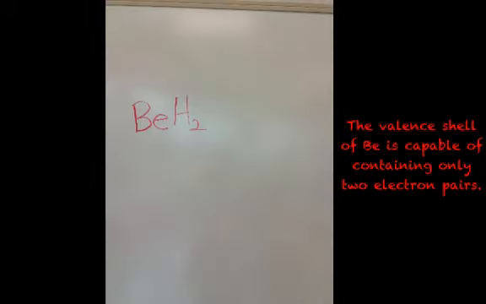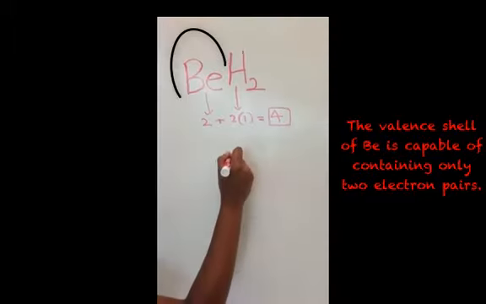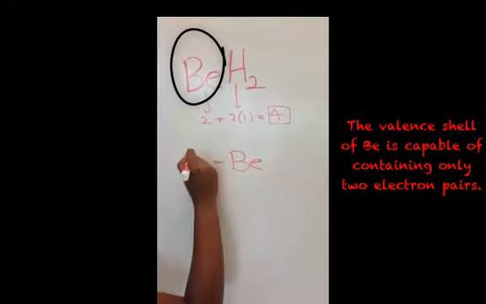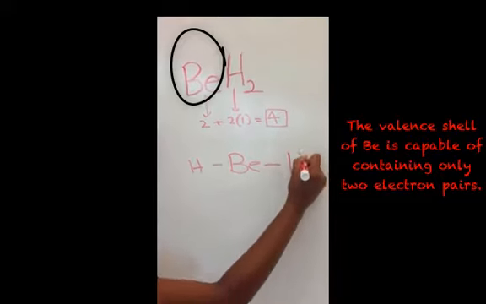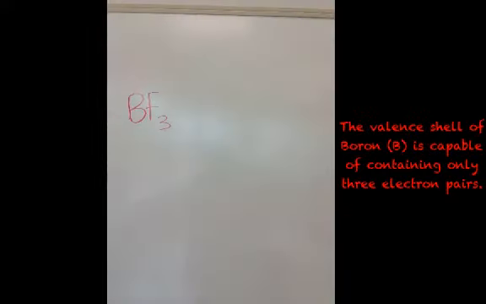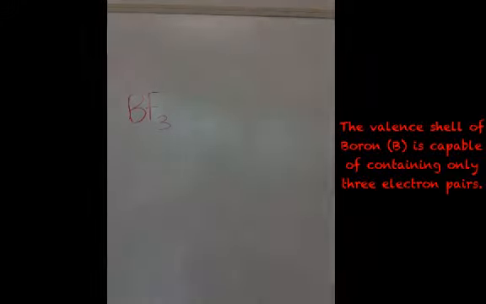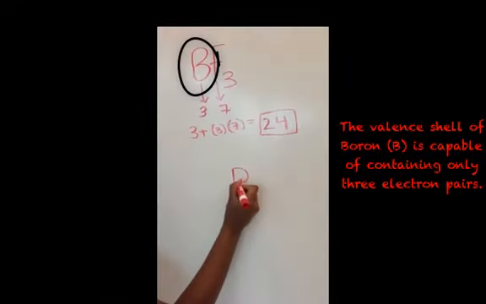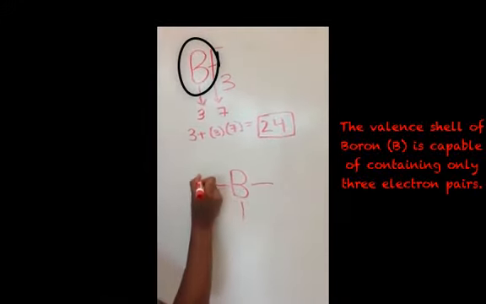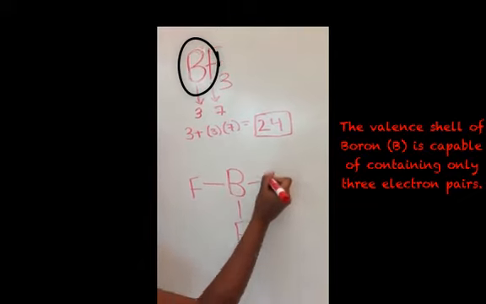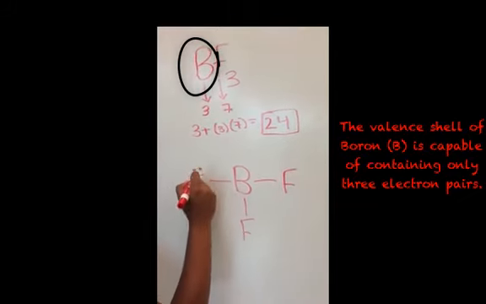One example of an electron-deficient species is BeH2. The valence shell of Be is capable of containing only 2 electron pairs. Another example of an electron-deficient species is BF3, more commonly known as boron trifluoride. The valence shell of boron is capable of containing only 3 electron pairs.